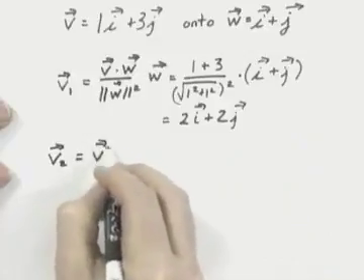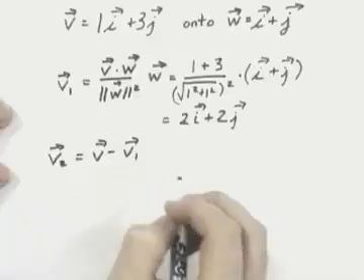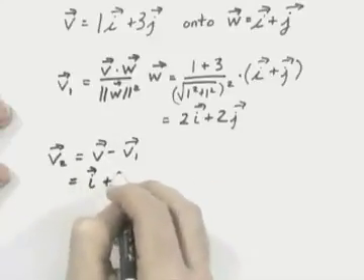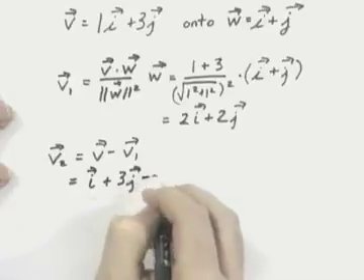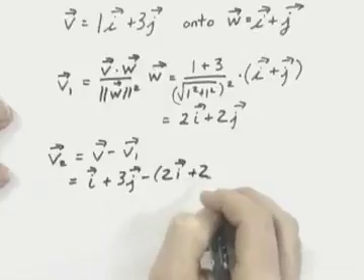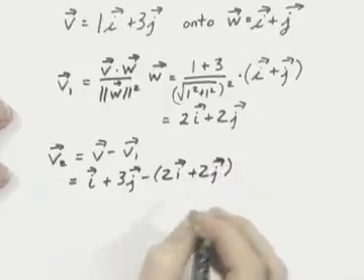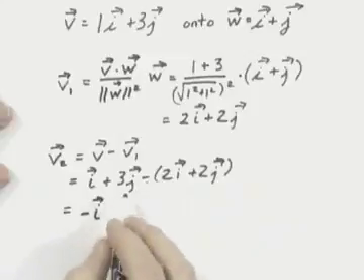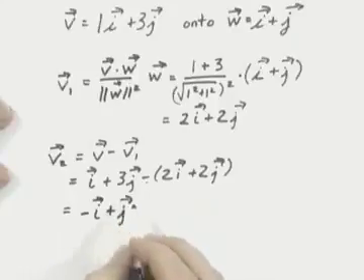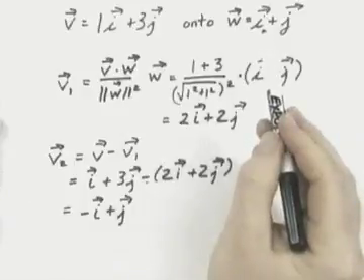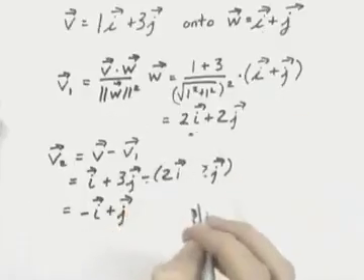Then, to find the vector that is perpendicular to w, I find that v2 is going to equal the vector v minus the vector v1. Well, v is i plus 3j, and I subtract from that 2i plus 2j. So i minus 2i is negative i. 3j minus 2j is just j. So v2 is going to be perpendicular to w, and then v1 is parallel to w.